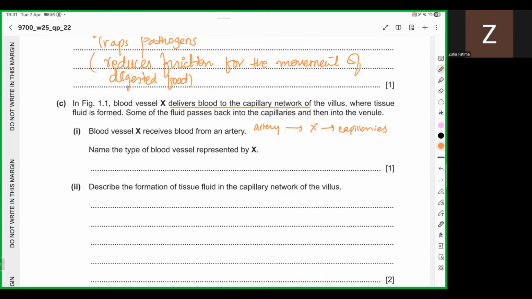Name the type of blood vessel represented by X. So X would be an arteriole, because arterioles are the connecting bridges between the artery and the capillaries. They have mentioned that the blood vessel X receives blood from an artery, so it is a blood vessel which is not an artery. Instead, it is receiving blood from an artery and delivering the blood to the capillary network. So the connecting bridge between the artery and the capillary is the arteriole.